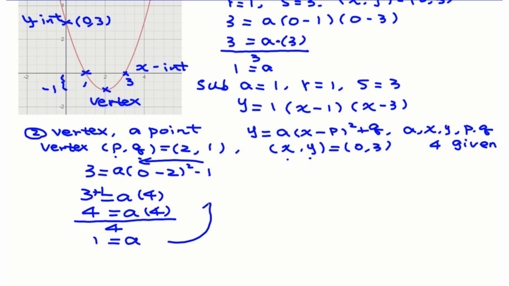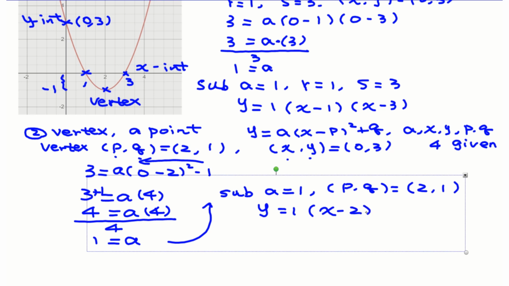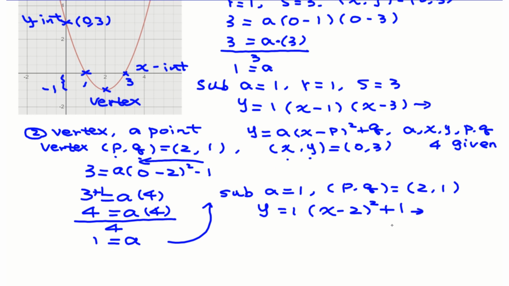Then we are going to sub the variables, a equals 1, or we call them parameters, and p and q into the vertex form. Then you are able to find the equation in vertex form: y equals 1 times (x minus 2) squared minus 1. If we expand both of them, you should have the same equation. They are just in different formats.